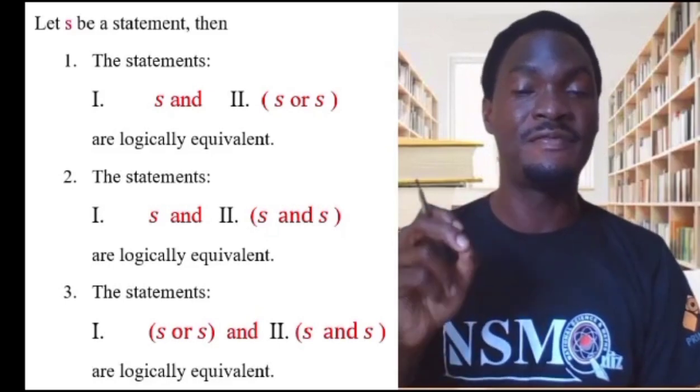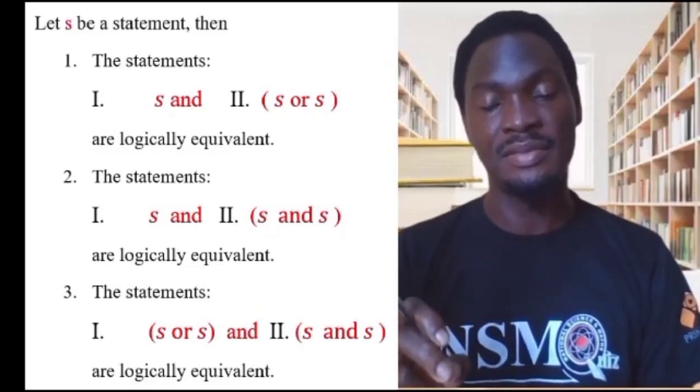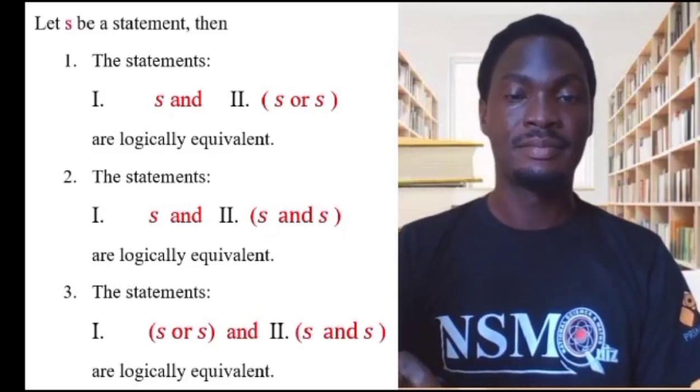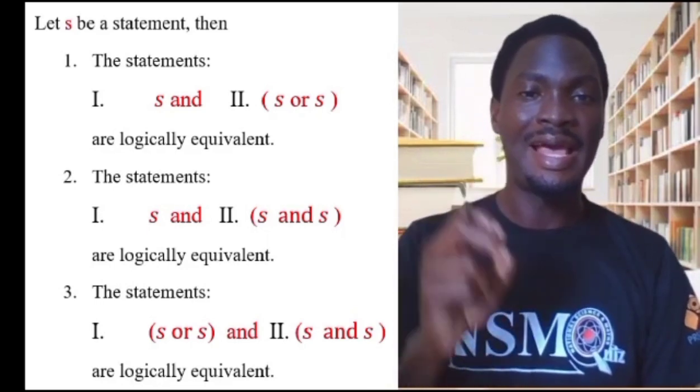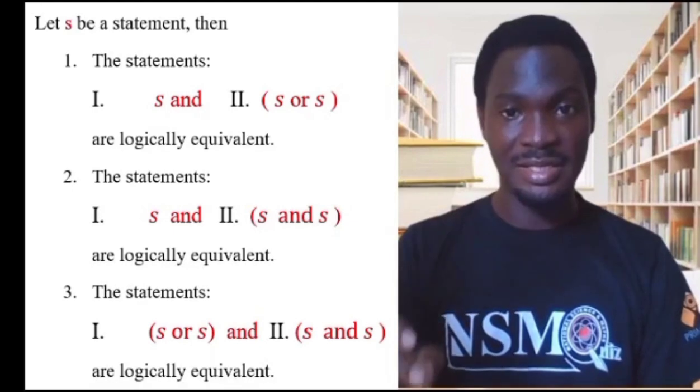If I succeed in defending these two contentions, it will follow that the statement S or S and the statement S and S are logically equivalent. I shall attempt to defend my contentions by means of a truth table. In a truth table, two statements are logically equivalent if all their corresponding truth values are equal.